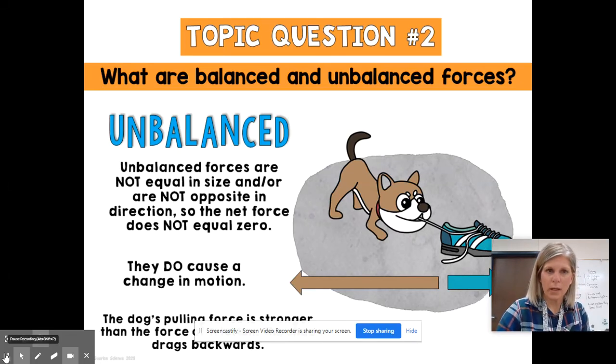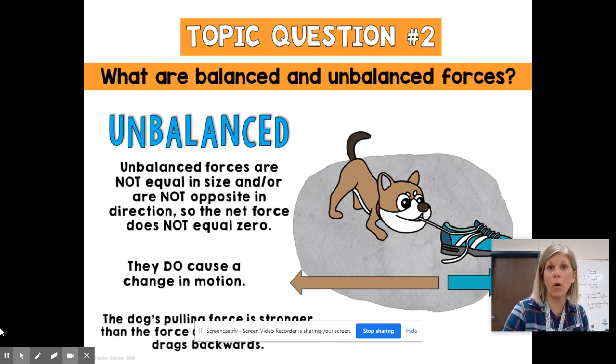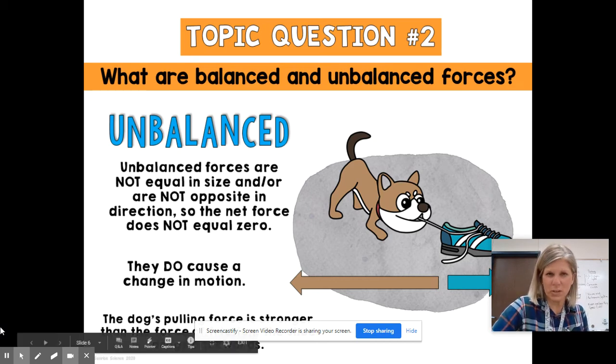So we just finished talking about what balanced forces are. On the opposite side of that, your unbalanced forces are going to be forces where there is one force that's greater than the other force. When you sit in a chair, the reason why you don't fall through the chair is because the chair is exerting a force, pushing up on you, that is equal to the force that you're pushing down on the chair. And so that makes the forces balanced.